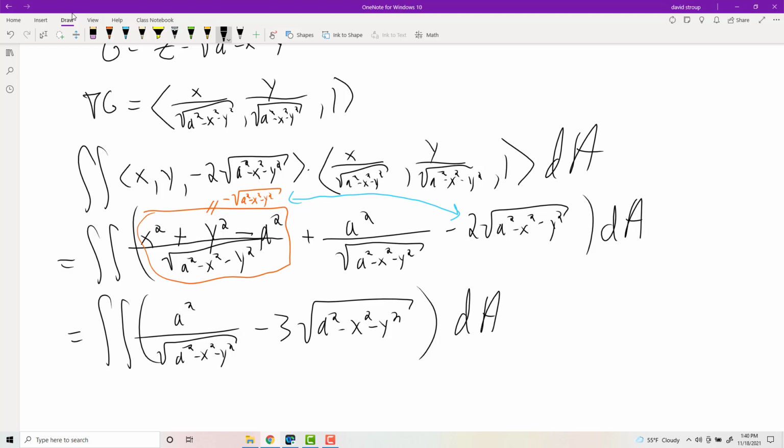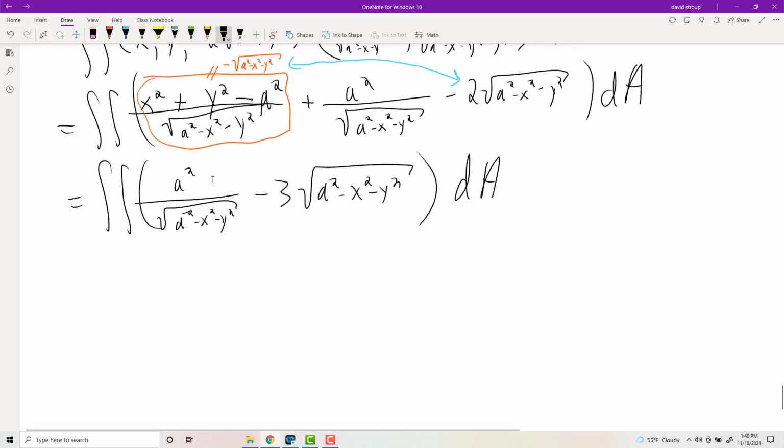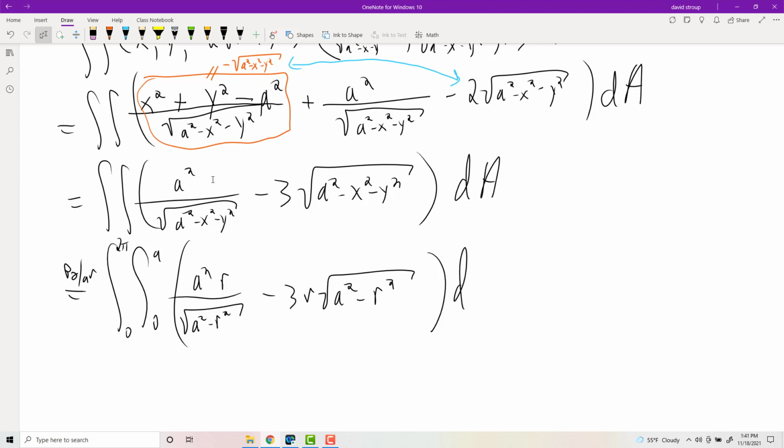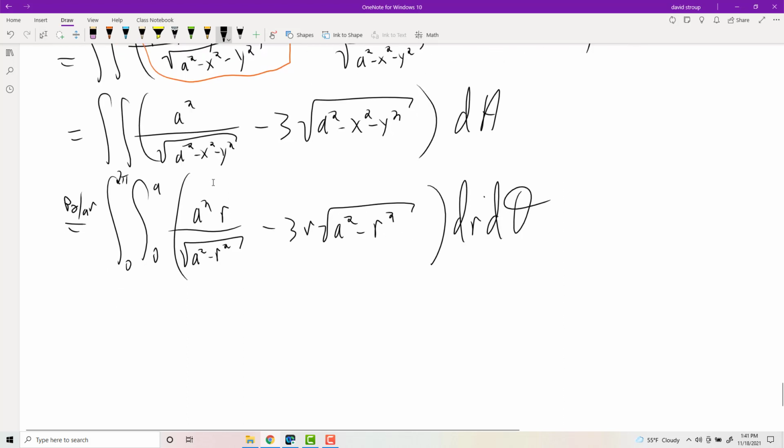Okay. I'm going to have to go to the polar coordinates. So going to the polar coordinates, I have 0 to a, and then 0 to 2 pi, and then a squared all over the square root of a squared minus r squared, minus 3, and there's going to be an extra r because of the r dr d theta conversion. So minus 3r times square root of a squared minus r squared. You can do u subs on both of those terms to get the job done.